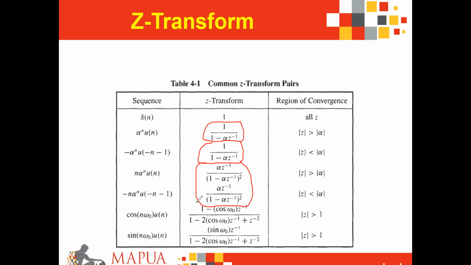That's the point there. So when it is right-sided, all values exterior to the circle are your region of convergence. When it is left-sided, the entire interior of the circle becomes your region of convergence. Okay.